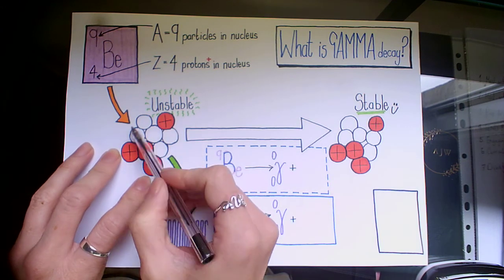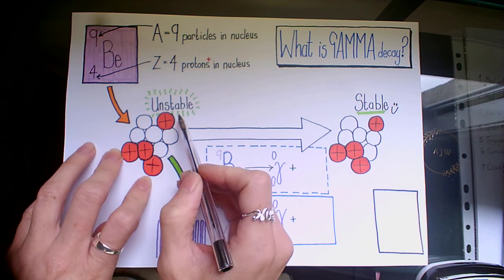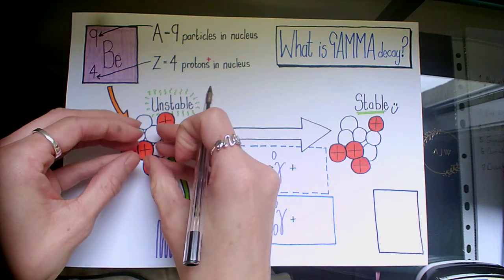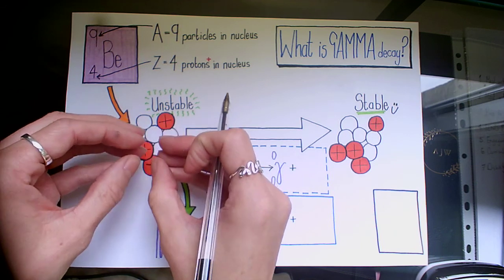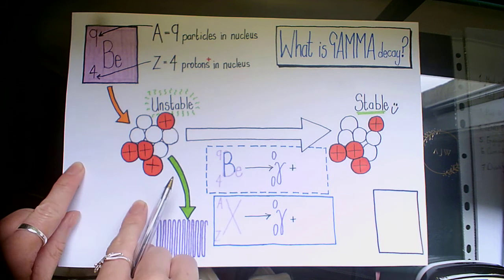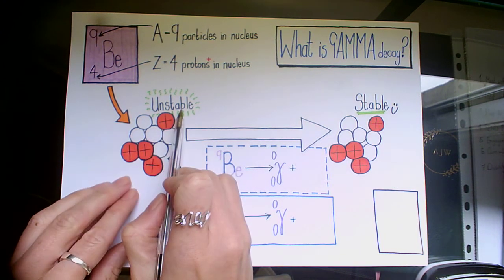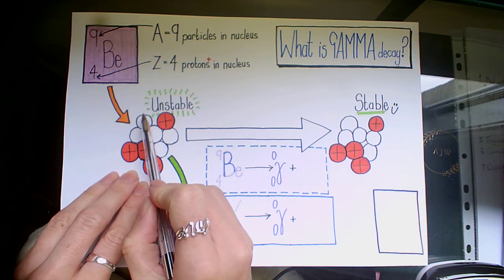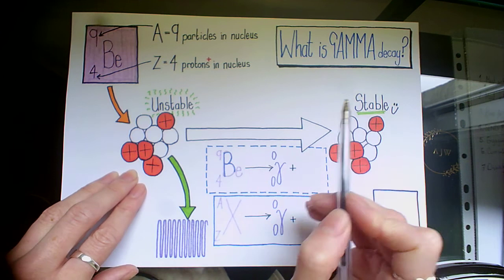Now, at the moment, this nucleus of beryllium is unstable. Remember, that means that the strong nuclear force that holds all of these particles together isn't quite strong enough to overcome the fact that these protons want to repel each other and push away. So we've got an unstable nucleus. However, this nucleus doesn't want to be unstable. It wants to be nice and happy and stable.